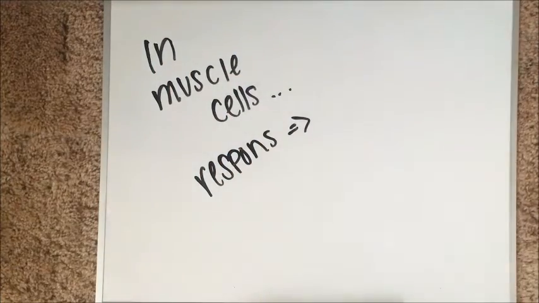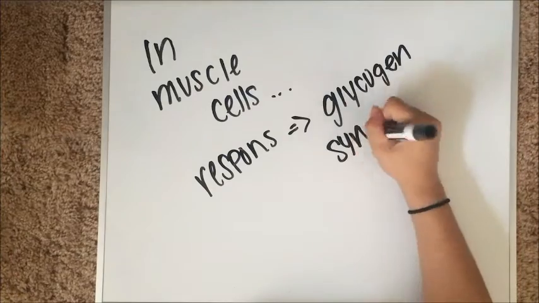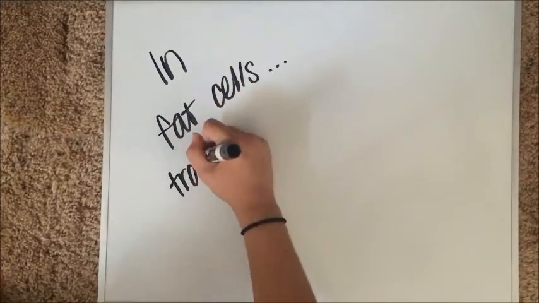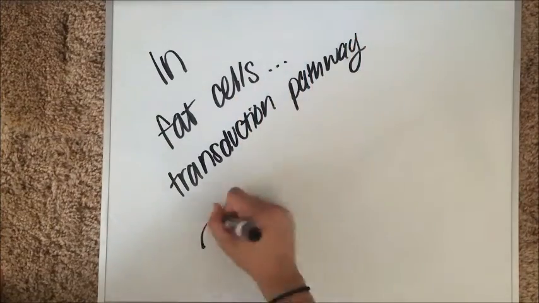In muscle cells, one cascade leads to glycogen synthesis for short-term energy storage. In fat cells, the pathway leads to triglyceride formation for long-term energy storage.